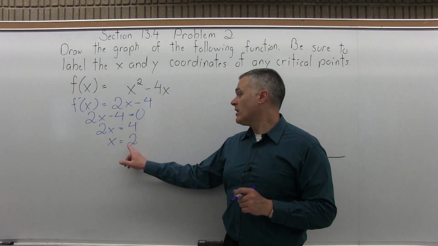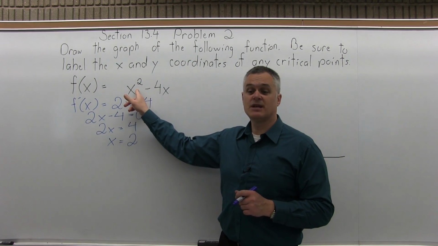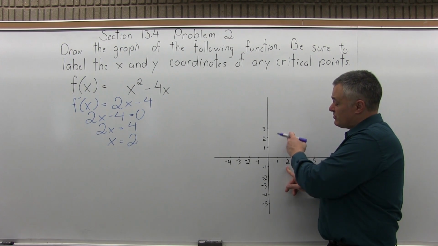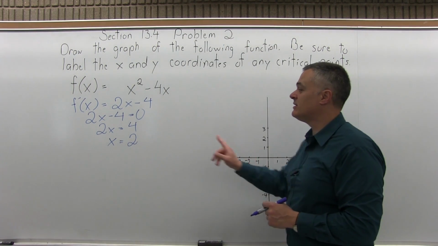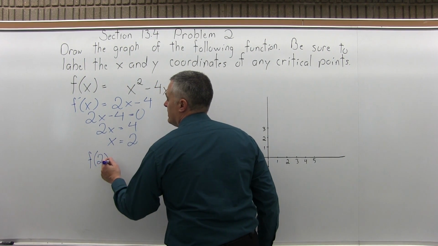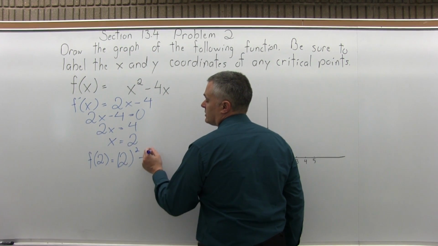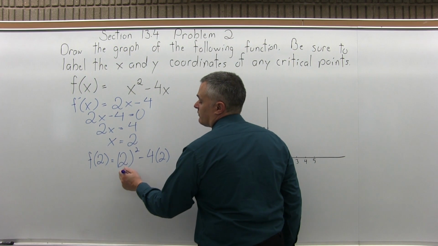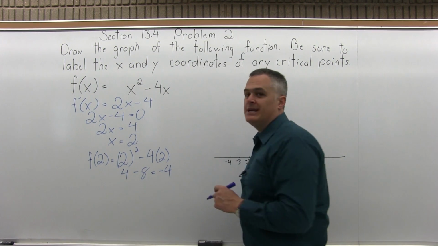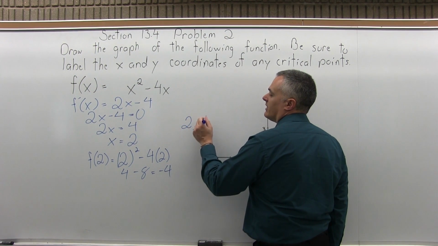So step 4, take that x equals 2, plug it back into f of x, not f prime, into f of x, and get a y that goes with it. So basically, I know my critical point has an x coordinate of 2. So it's over 2, but up or down how much, we're not sure until we put the 2 into the f of x. So I'm going to have f of 2 equals 2 squared minus 4 times 2. So 2 squared is 4, 4 times 2 is 8, I'm going to have 4 minus 8. So f of 2 is negative 4. So I have a critical point with an x coordinate of positive 2 and a y coordinate of negative 4.